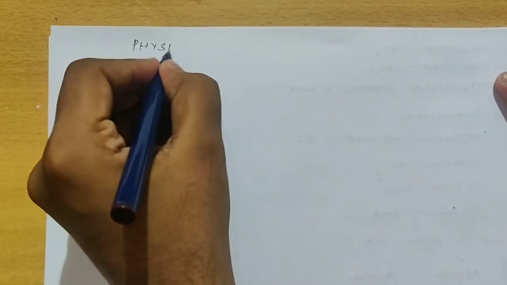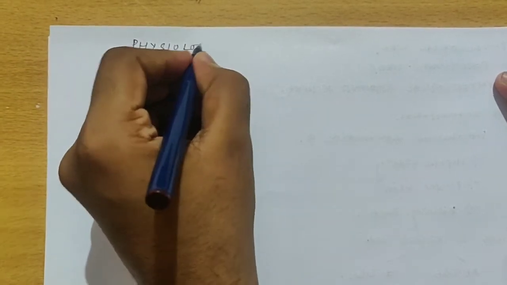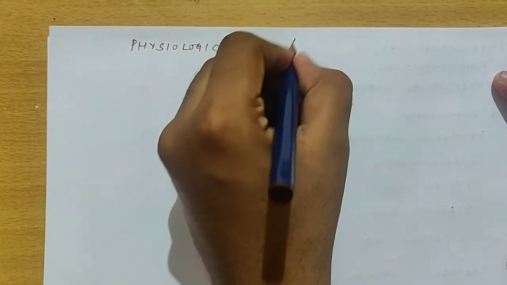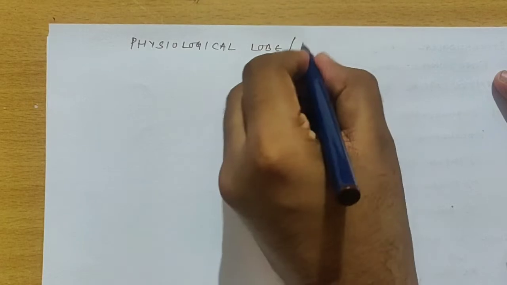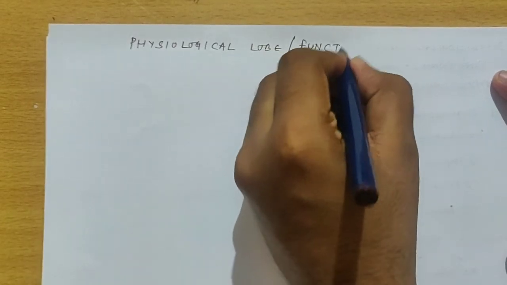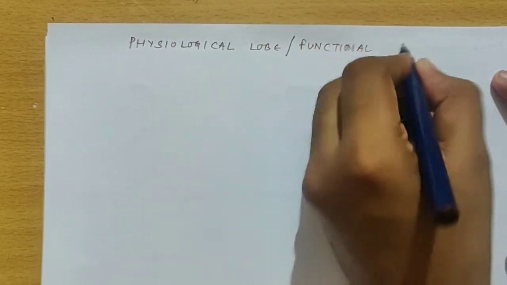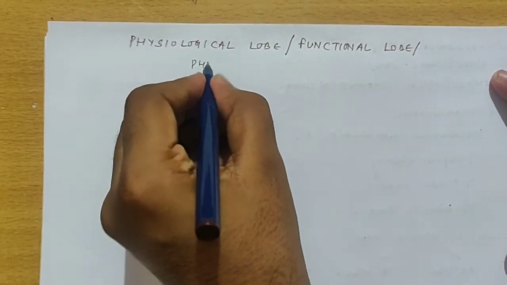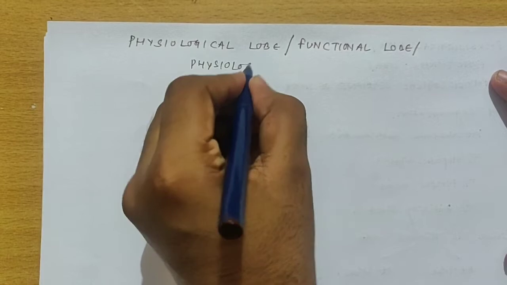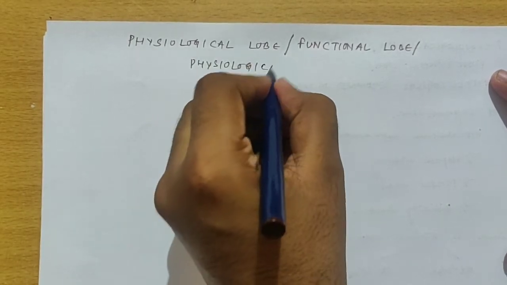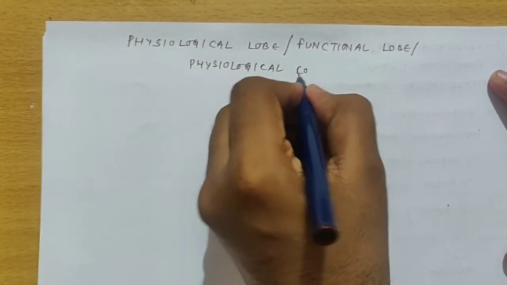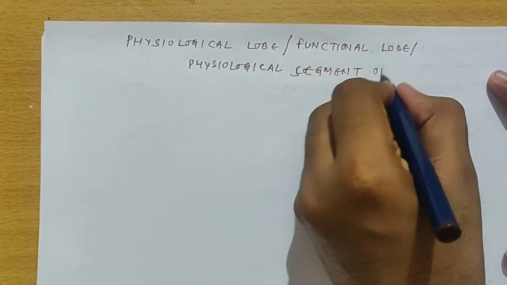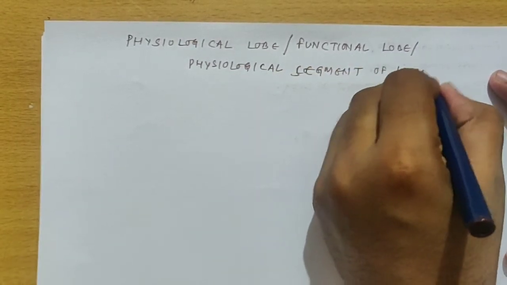Physiological lobe, which is also known as functional lobe, also known as physiological segment of liver.